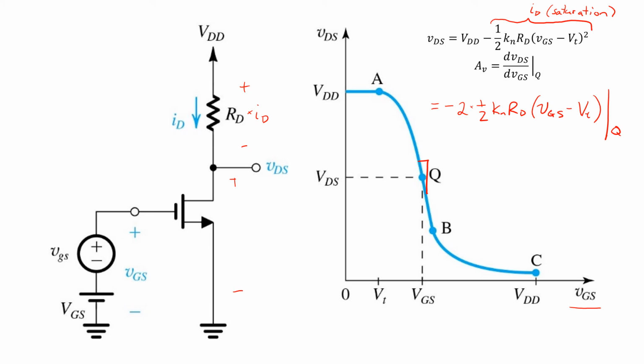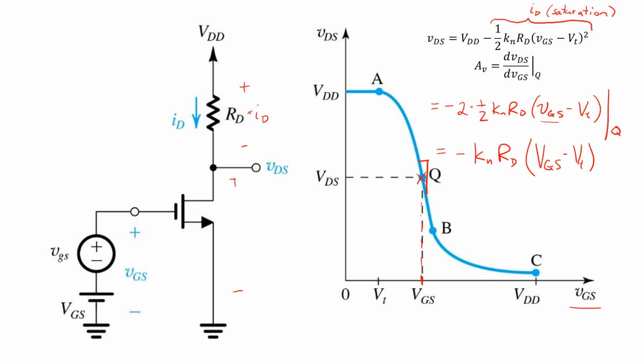Now here's where our notation is important to keep straight. At Q, the lowercase v, uppercase GS is equal to the uppercase VGS, its DC operating point value here at the point Q. So we can substitute that in. We've got 2 times a half, so those cancel, and we get a little simpler expression here for the slope evaluated at Q.